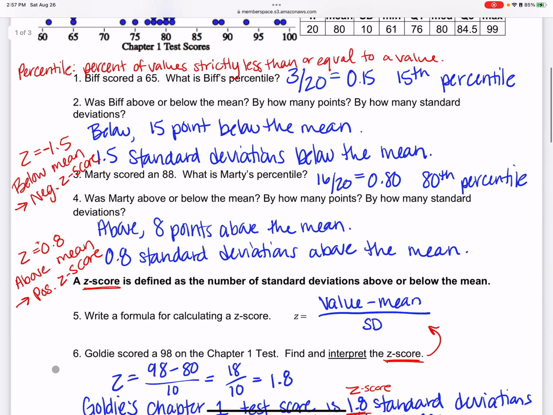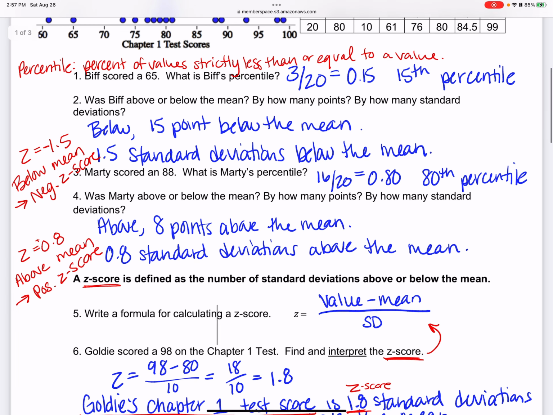To calculate the z-score, you're going to take the value. So we had, for instance, 88 minus the mean. 88 is the value, minus the mean of 80, divided by the standard deviation, which we had was 10, and that would get me my 0.8.